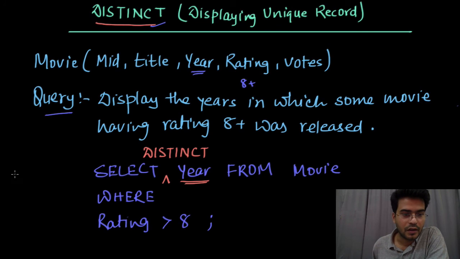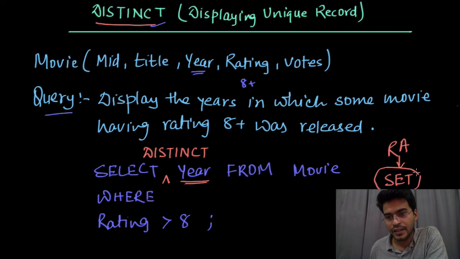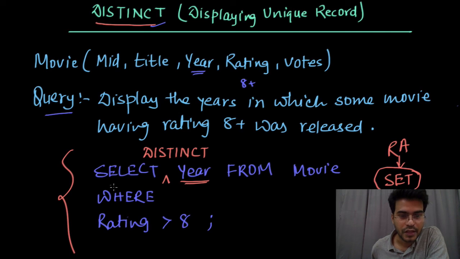If you remember, this was not the case in relational algebra. In relational algebra, the output was by default a set, and when it is a set there is no chance of repeating elements because a set has unique elements. So it is clear that the output of SQL is not a set. It is just a sequence of records which can repeat. And if we want records not to be repeated, we will use the keyword distinct.